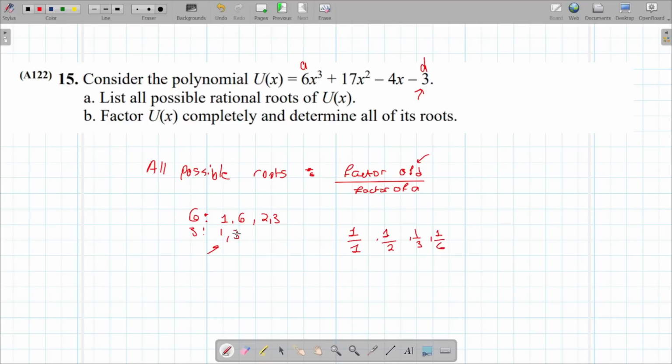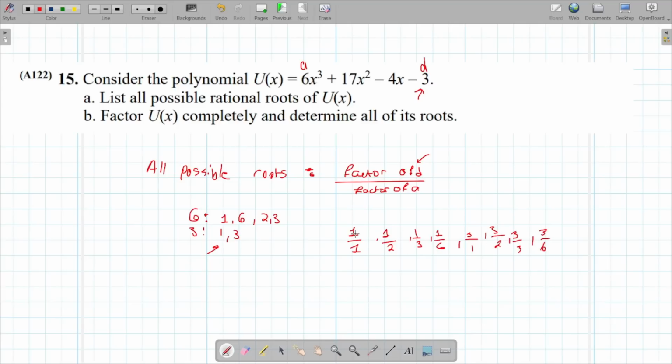Now we're done with the 1, right? We had all the possible combinations: 1 over 1, 1 over 2, 1 over 3, 1 over 6. Then the 3: 3 over 1, 3 over 2, 3 over 3, 3 over 6.